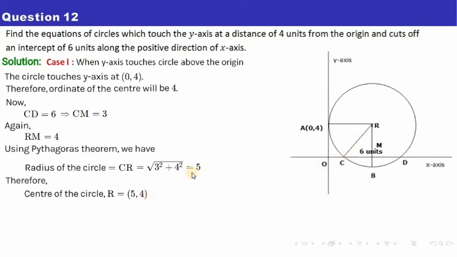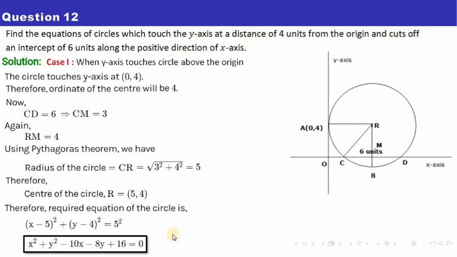If we know the center and radius, we'll be able to find the equation of the circle. Therefore the equation of the circle will be (x minus h), that is 5, whole square, plus (y minus k), that is 4, whole square, equals radius square, which is 5 square. When you simplify this, you will get this equation. So this is your case 1, remember. Case 2 you will do by yourself, when the y-axis touches the circle below the origin. You may pause the video to note that down.